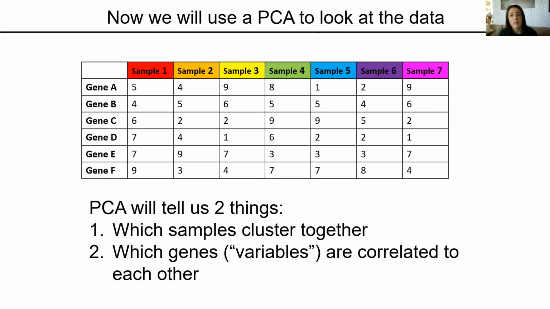PCAs are used in a lot of different ways, but right now we're going to focus on 2 things a PCA can tell us: which samples cluster together, and which genes or variables are correlated to each other. So the second point, which genes are correlated to each other. You can think of this as an investigative tool, right? In the paper, they found that total phosphorus and total nitrogen were positively correlated, which makes sense if nutrient loading is occurring in a system. Both phosphorus and nitrogen often go up at the same time.